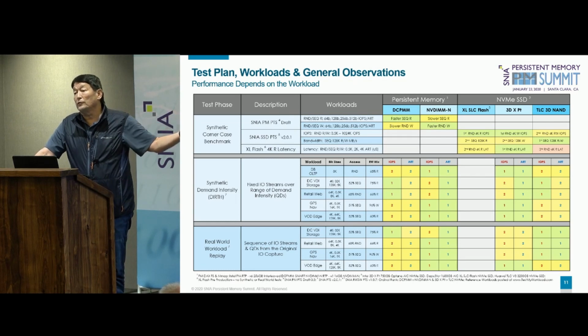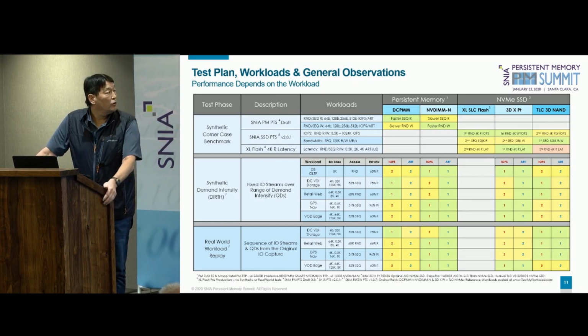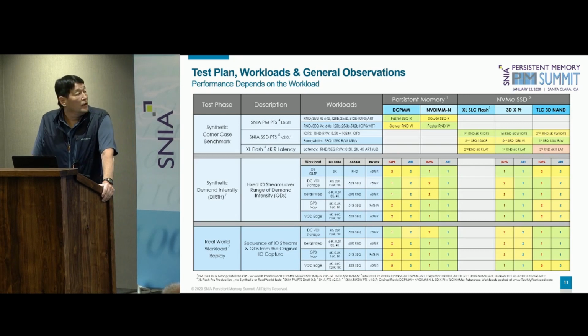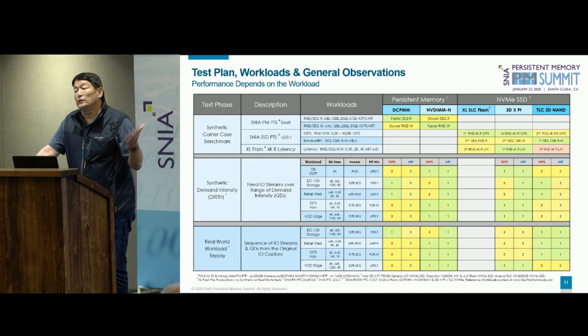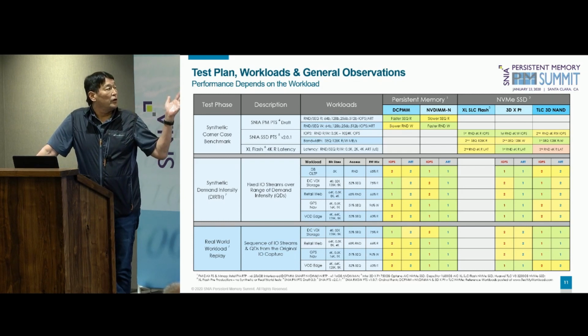So we'll show a couple of plots that show that. As far as the corner case for the SSDs, looking at the I/O rate and the bandwidth, you can see that the XL SLC had the fastest random 4K read IOPS. The 3D XPoint had the fastest random 4K write IOPS, and the TLC 3D NAND had the fastest sequential 128K bandwidth.